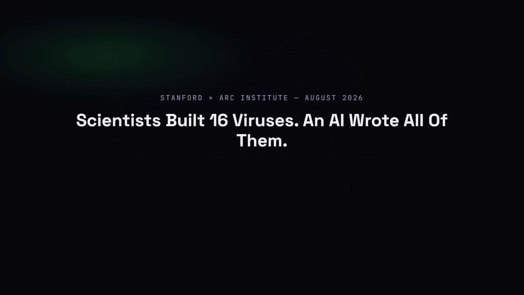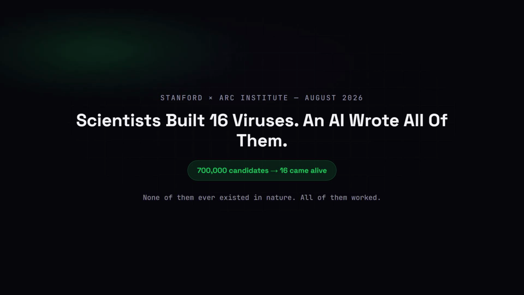In August 2026, researchers at Stanford and the Arc Institute did something that had never been done before. They asked an AI to design a virus, not to study one, not to predict one, but to write its genetic code from nothing. Out of nearly 700,000 candidate genomes, 16 came alive in a lab. Real, functional, working viruses that had never existed anywhere in nature, invented entirely by artificial intelligence.